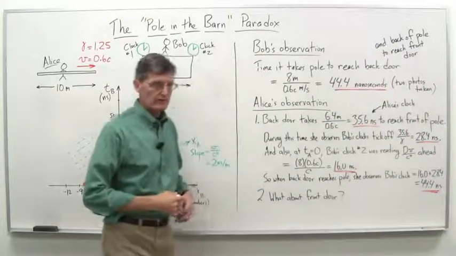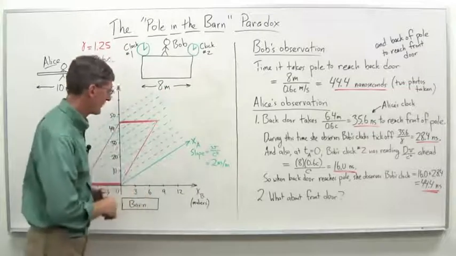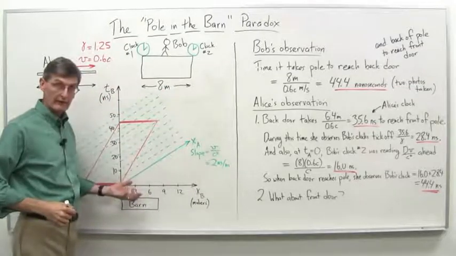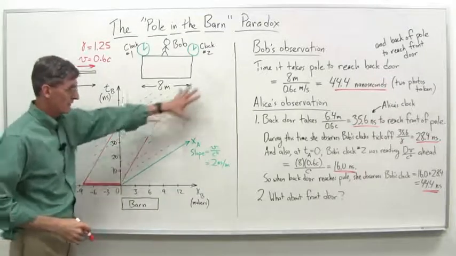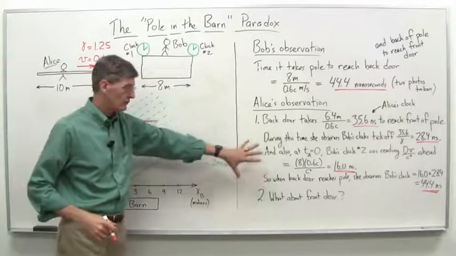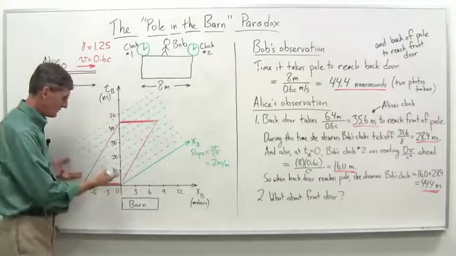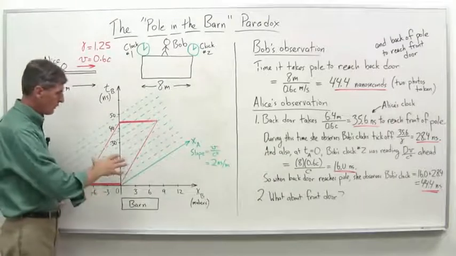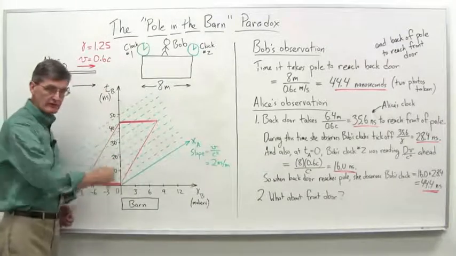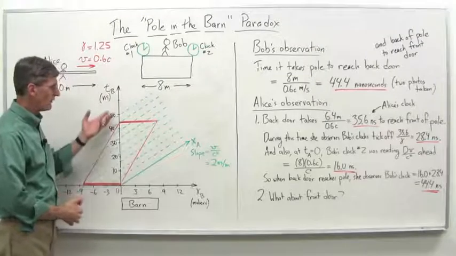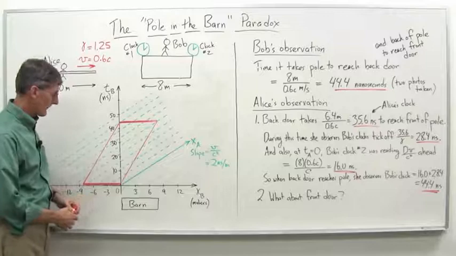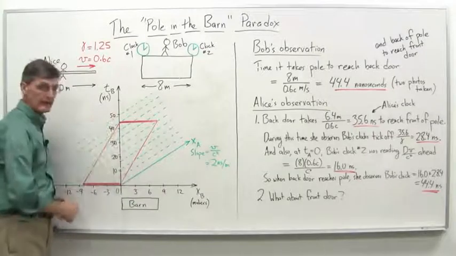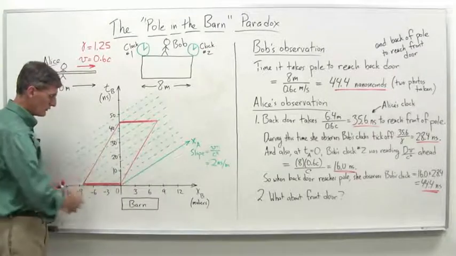Let's finish off the pole in the barn paradox by doing a space-time diagram, as we've done several times before. Now, here's all the calculations we did before. And here's a space-time diagram where the black axes, 90-degree axes, horizontal and vertical, are Bob's barn frame of reference. And we've got meters and nanoseconds, and put the units on there.